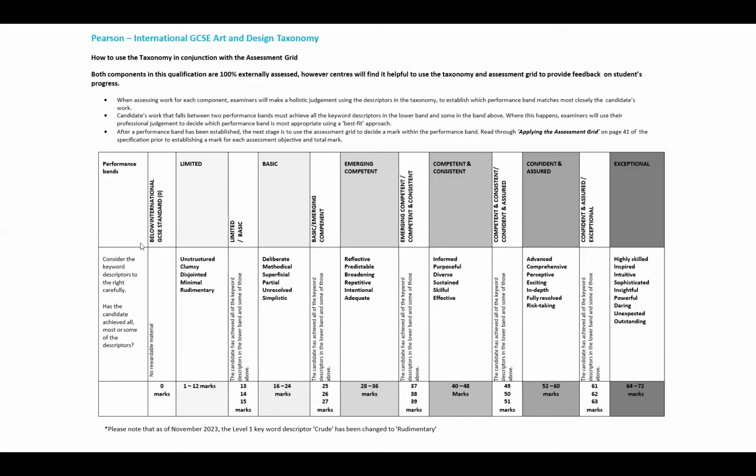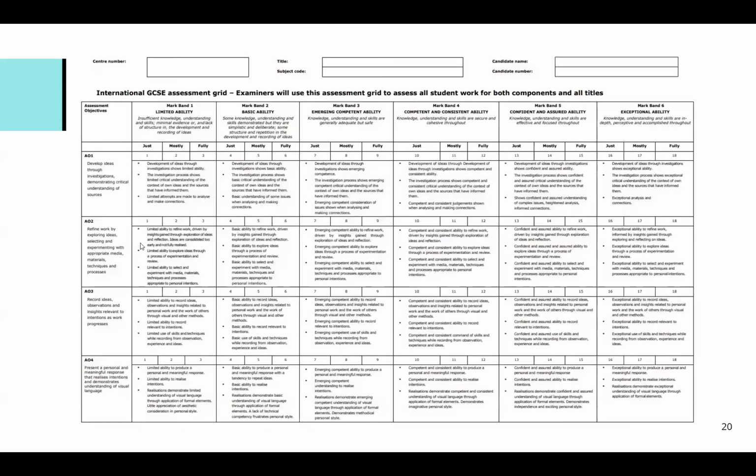But in order to fine-tune that mark and make sure that that is accurate, they then go on to the assessment grid. And then by looking at this assessment grid, they will look at each of those bands within mark band 5 and decide whether assessment objective 1 is just, mostly, or fully, and assessment objective 2, etc.